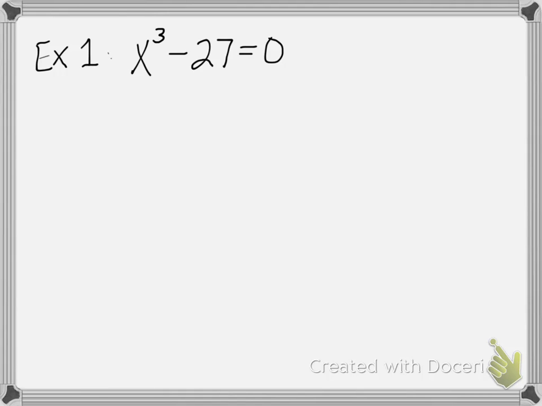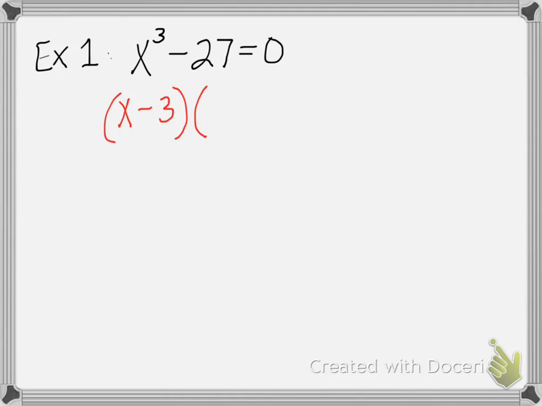Example 1. This is a difference of 2 cubes. We know that the cube root of x cubed is x, and the cube root of 27 is 3. So if I apply that rule that I just showed you previously, the difference of 2 cubes, I'll start by writing x minus 3. If you refer back to the pattern I showed you on the previous slide, x is kind of like your a, and 3 is like your b.